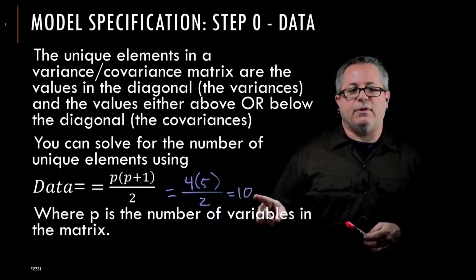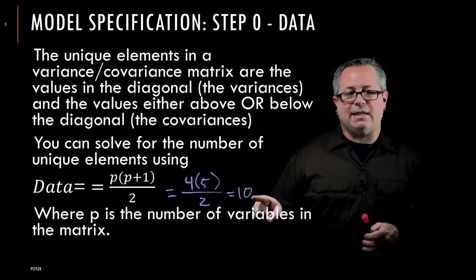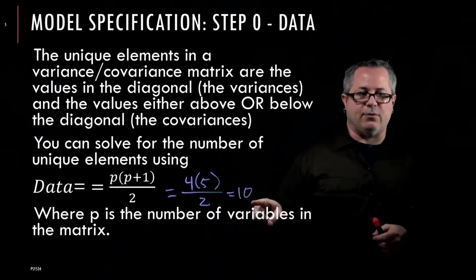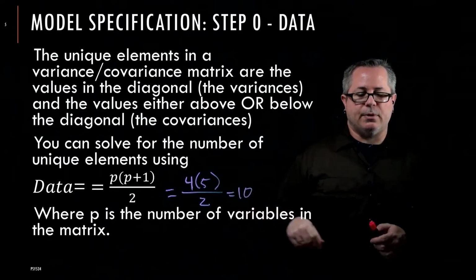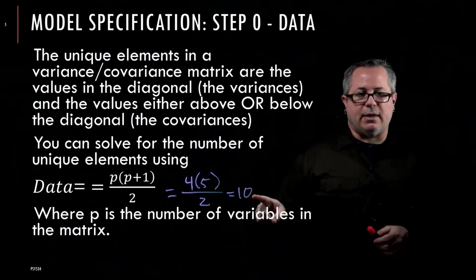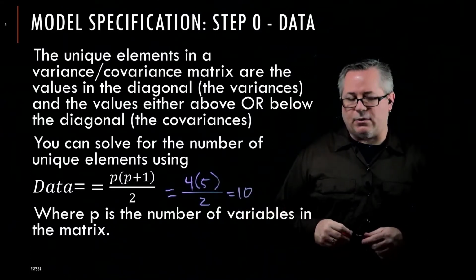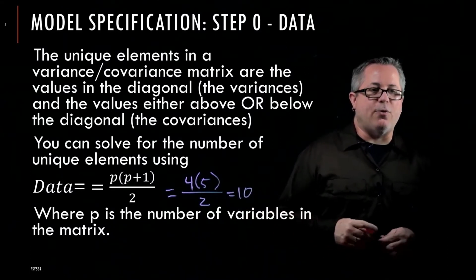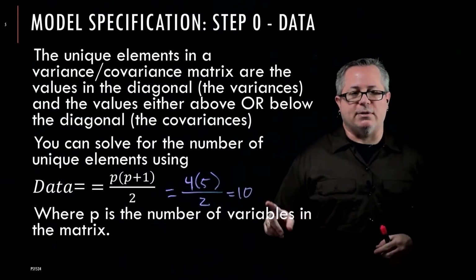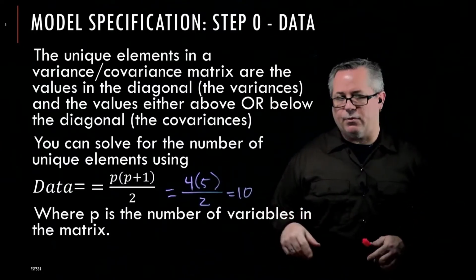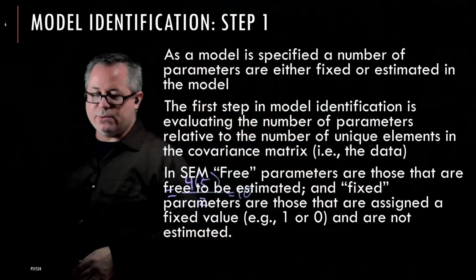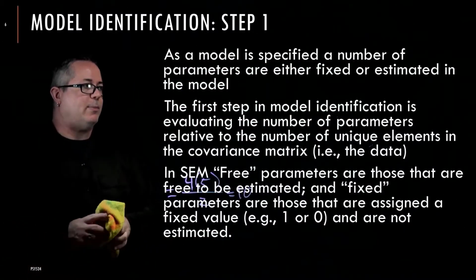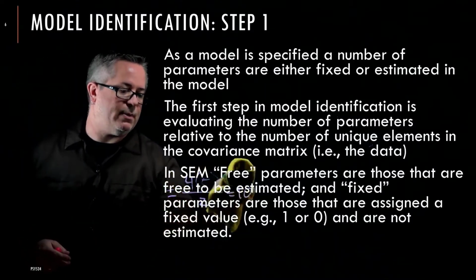So this gives us a target. I have 10 things that need to be accounted for in a matrix. So now I'm going to go about trying to create a model that will explain as much of those 10 elements as I can, hopefully with fewer than 10 parameters. With me so far? So as a model is specified, as you start to specify the number of parameters that are either fixed or estimated.